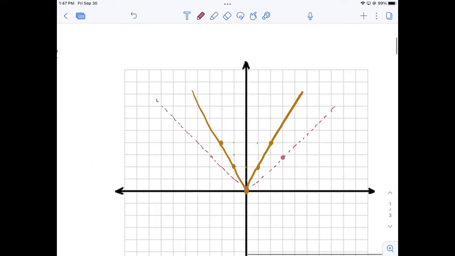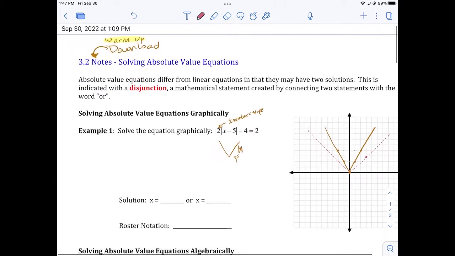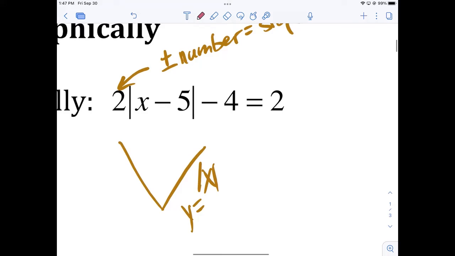All right, now I drew my absolute value V with one stroke because I wanted to pick it up and move it. What are we going to do here? We're going to pick it up and move it what? What does the -5 do? Right 5. And the -4? Down 4.